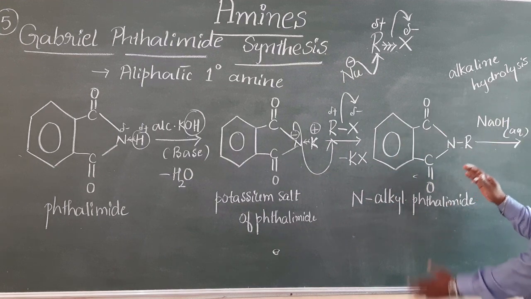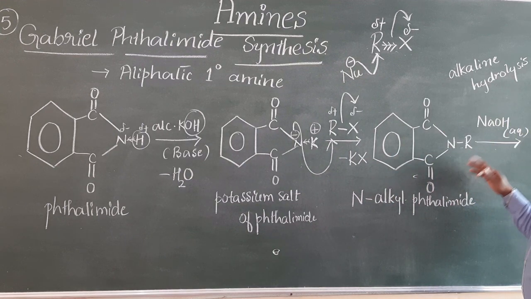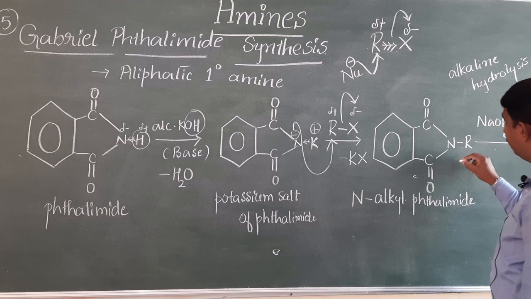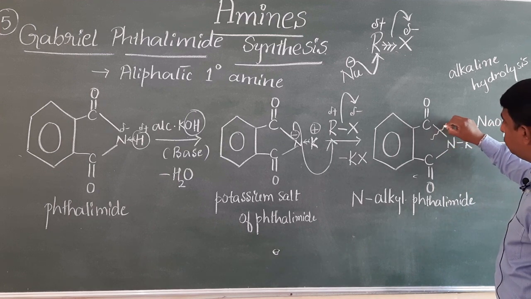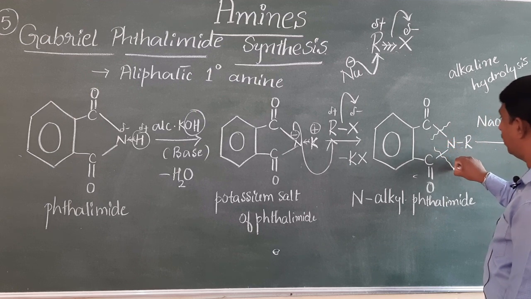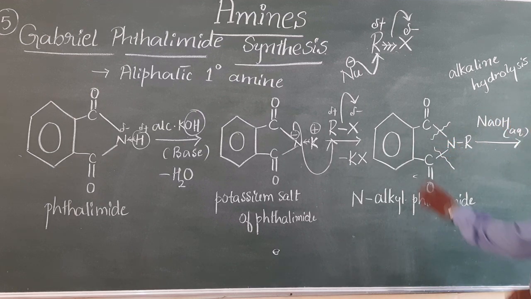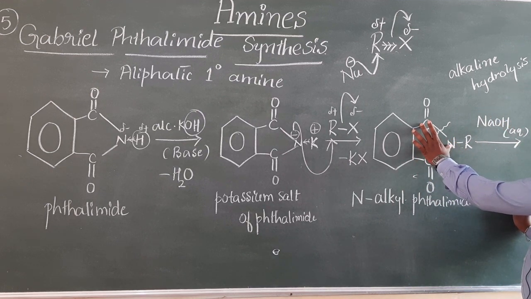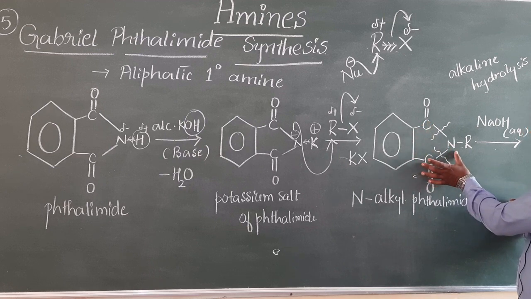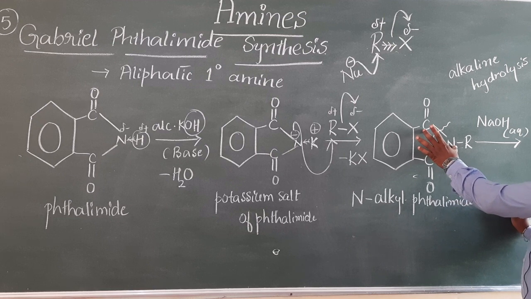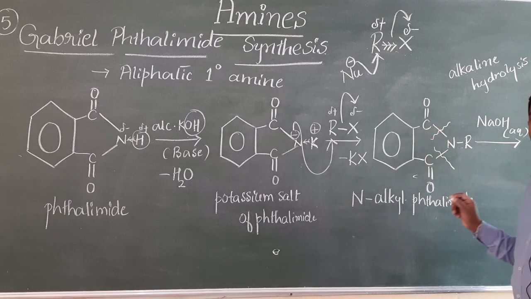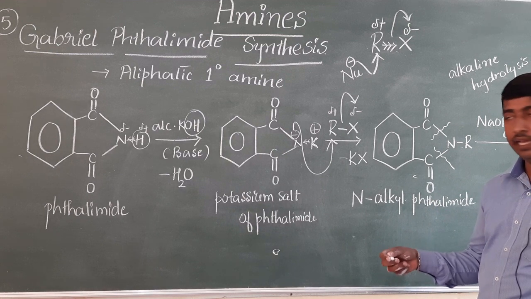So this compound is hydrolyzed by adding a base. Where does bond cleavage occur? Bond cleavage occurs at this position. Both bonds will undergo cleavage, because this carbon-nitrogen bond is a polar bond, and this is also a polar bond. Nitrogen is more electronegative and carbon is less electronegative, so the bond becomes polar and can be cleaved easily.